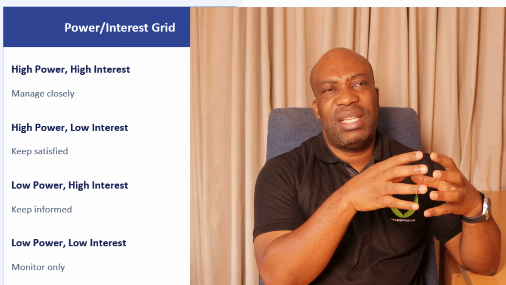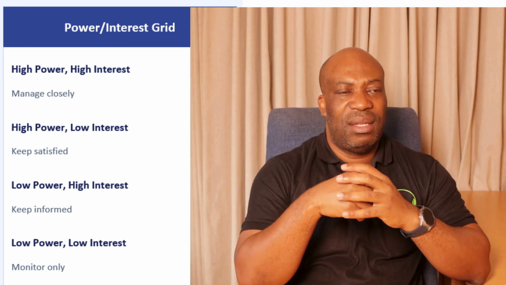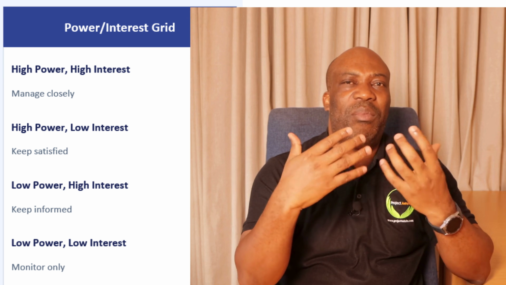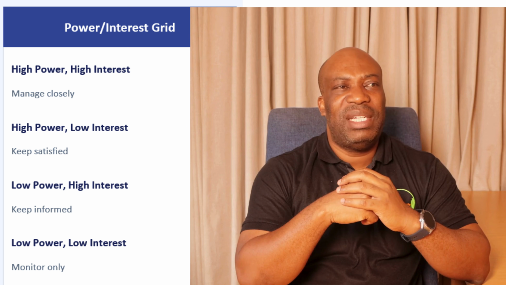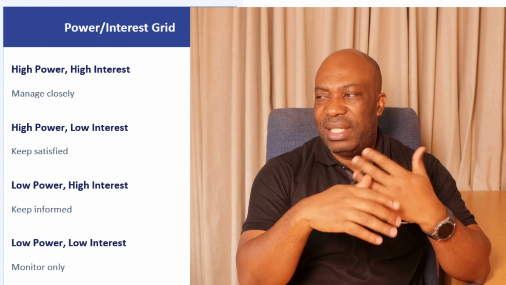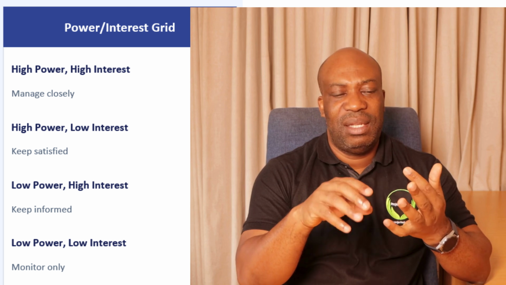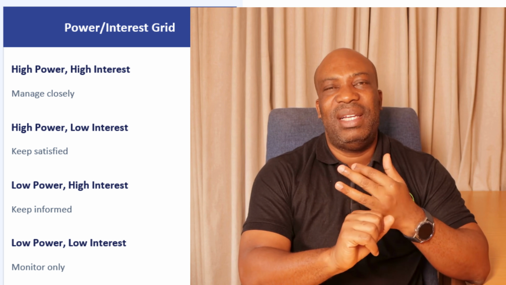So the third model that you need to consider in a stakeholder register when you're classifying stakeholders is called the power interest grid. So you want to classify your stakeholders in terms of power and also in terms of their interests. There are certain stakeholders who might have more power but low interest. There are some who might have low interest but high power. So you want to be able to classify that. So there are about 4 classifications that you can use on the power interest grid. The first one is high power and high interest.